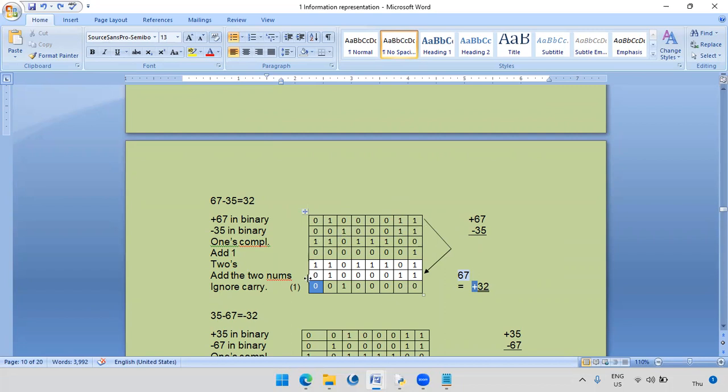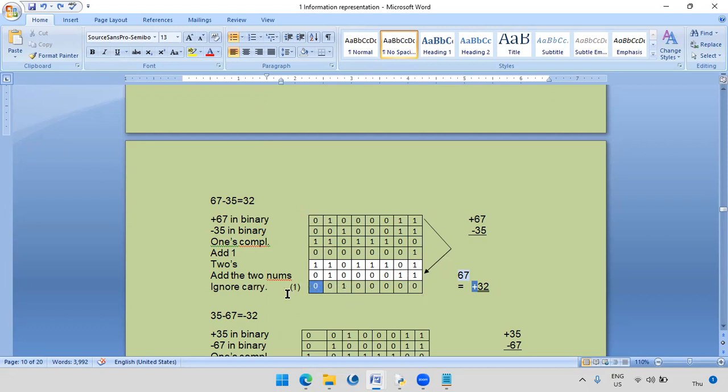Remember, the 1's complement is inversion. The opposite of this is written here. Then add 1. Add 1 is this. So when you add, you will get this answer. And then this is brought here again to add up. No subtraction, you just add. And then you get this.